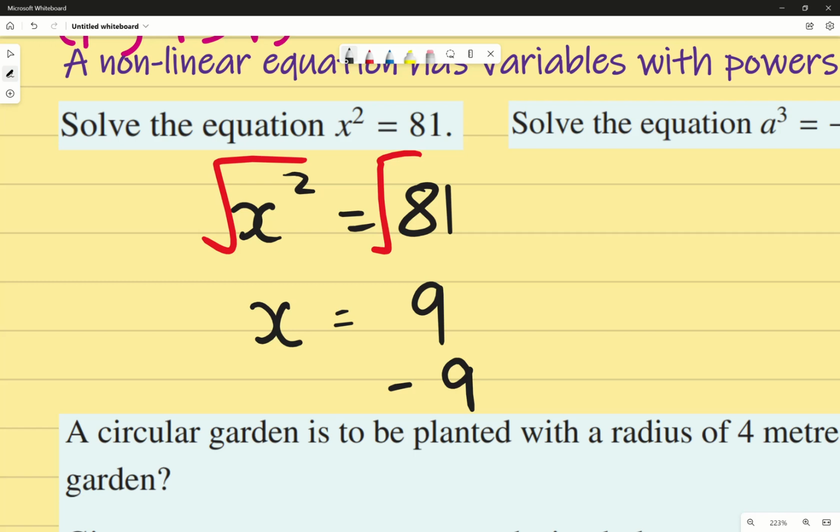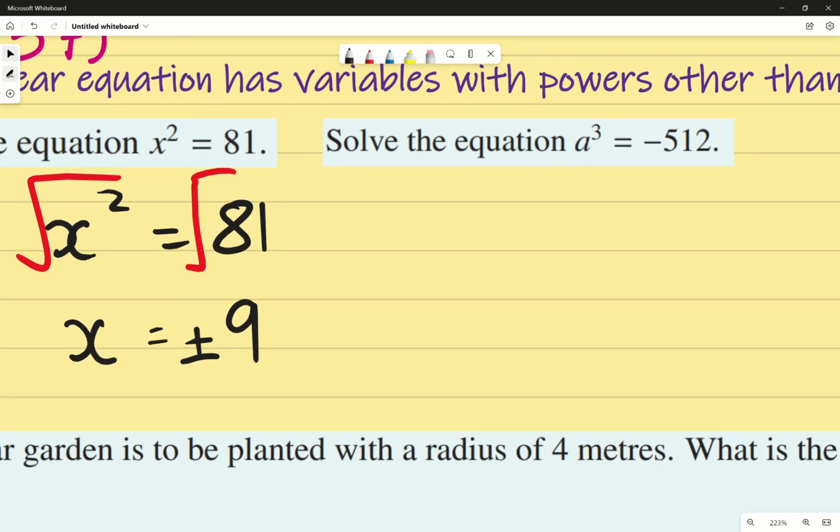So technically, the square root of 81 is this. Has anyone seen that symbol before? Yeah, it looks like a Chinese character. It just means plus or minus. It could be positive 9, it could be negative 9 in this case. Great.